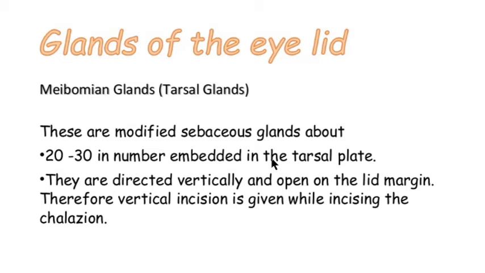This is also an important question for your viva. The external examiner always asks, if you are given a short case of chalazion, how the incision will be given. You need to remember that the incision is always given vertically. The reason is that the glands are arranged vertically, so we give a vertical incision to protect those glands. Otherwise it may lead to other issues.